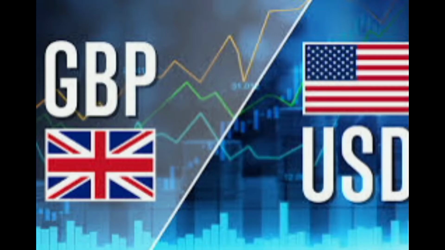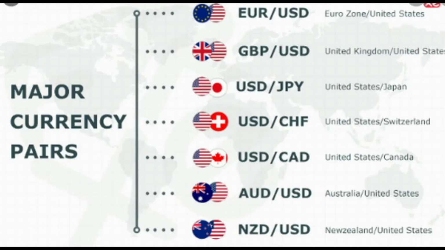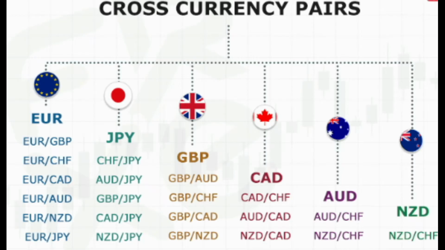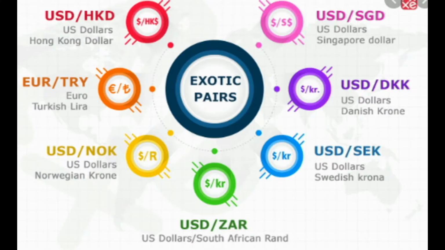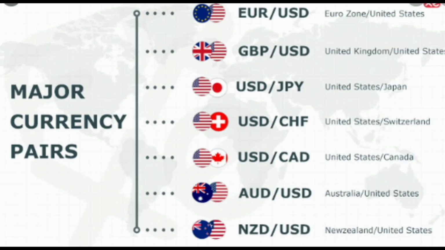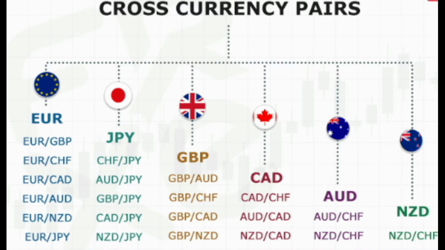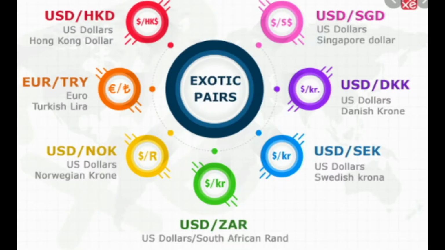So let's jump right into it. What are currency pairs? There are three main types of currency pairs. You have your majors, your minors, which are also called crosses, and you have your exotic pairs. A major is anything that contains the currency USD, which is the United States dollar. Your minors and your crosses would be anything that does not have USD in it. And your exotics, those are like other smaller countries that don't move the market as much.